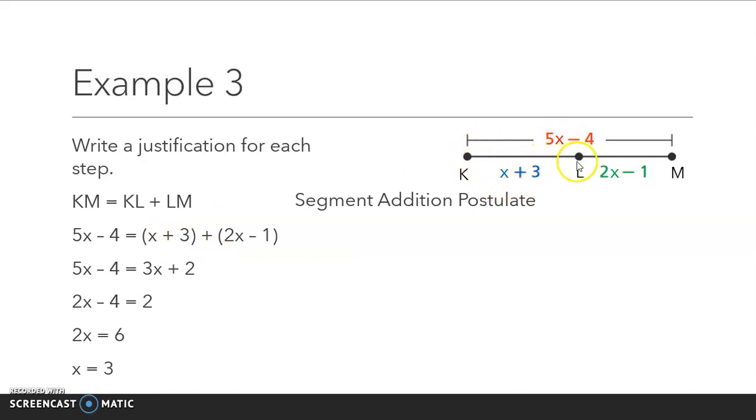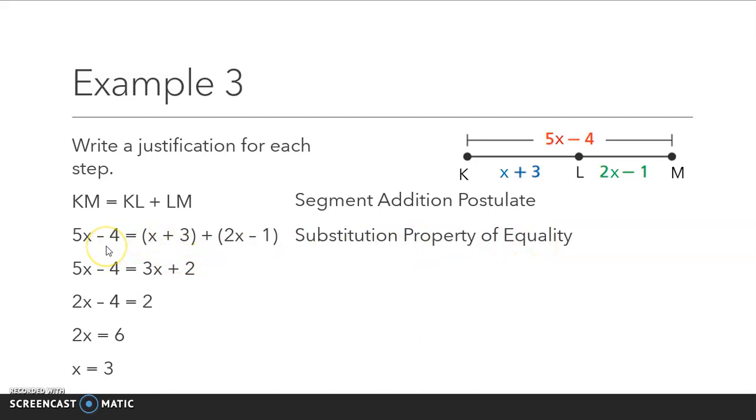KL, this part, is x plus 3 units long. And I see that LM turned into a 2x minus 1, which is the label on LM. So what they did is they took these expressions and put them into the equation for what they represent. So think through what kind of a justification that is that allows me to replace something with something that's equal to it. And that's the substitution property of equality.